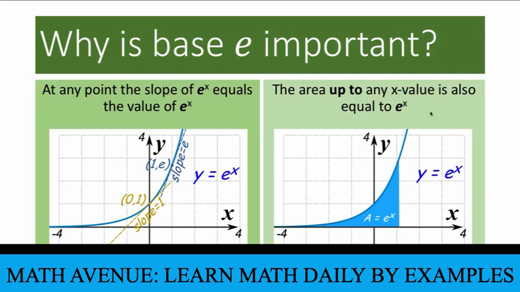Also, the number e is important because the exponential function y equals e raised to x also has that characteristic that the area under the curve from the left side going to any point x is equal to the number e raised to whatever is that number. So we now say that the derivative of e raised to x is equal to itself, and the integral of y equals e raised to x is also equal to itself.